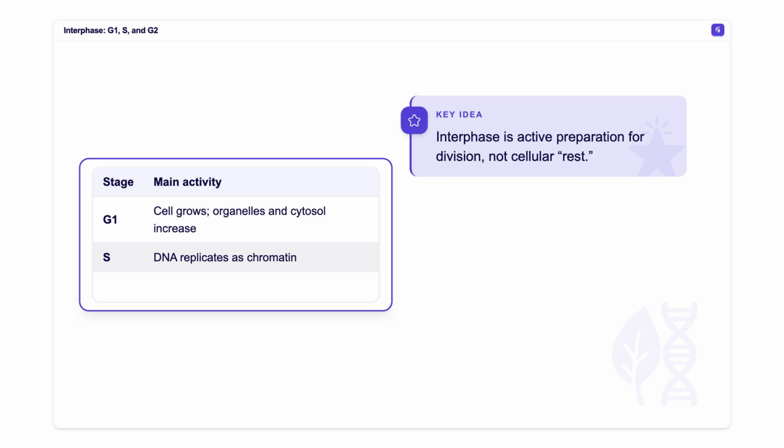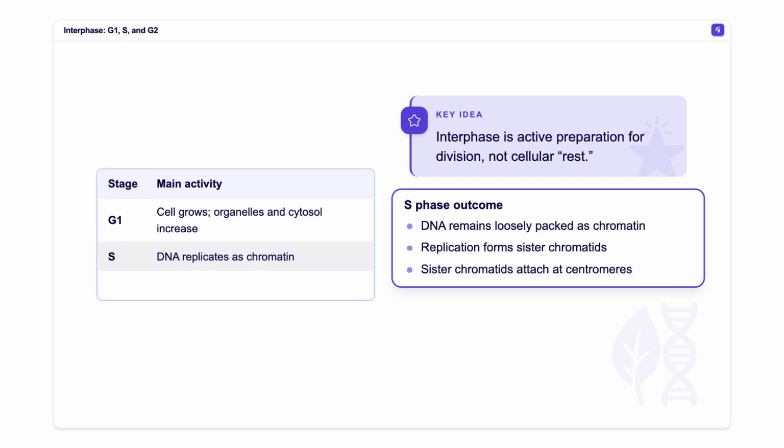In G1, the cell is metabolically active, meaning its chemical reactions are running at a high level. The cell grows, makes more cytosol, and duplicates organelles so both future daughter cells can receive enough cellular parts. During S phase, the S stands for synthesis, because the cell synthesizes, or copies, its DNA.